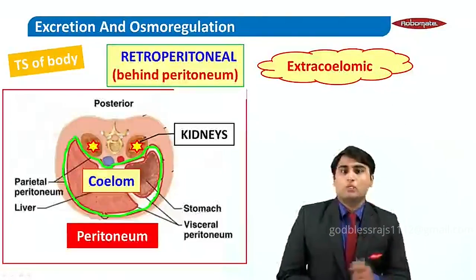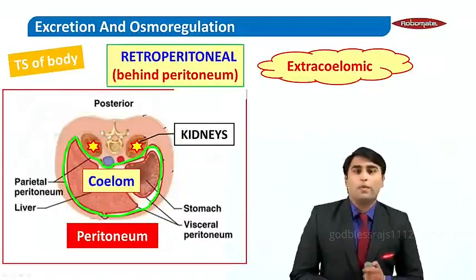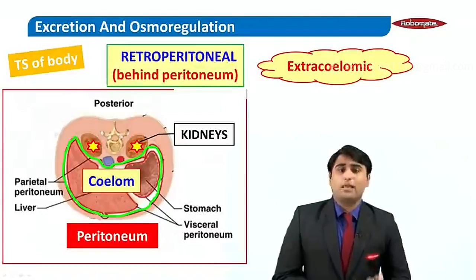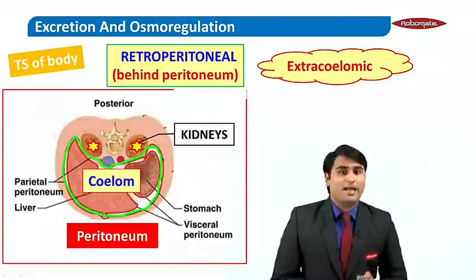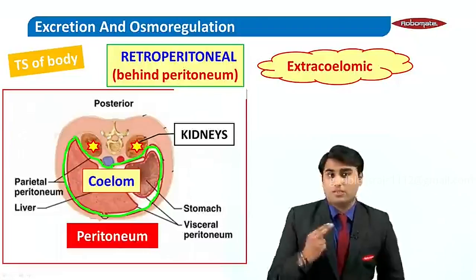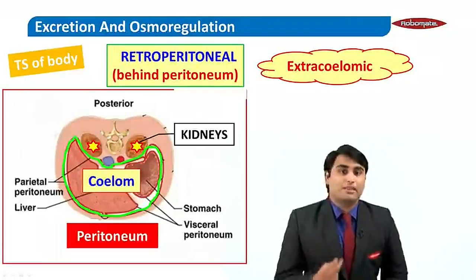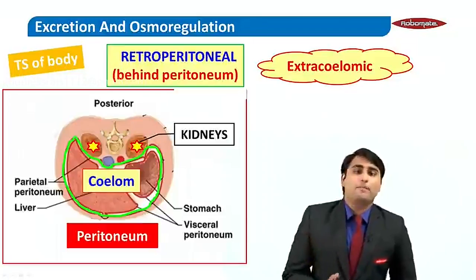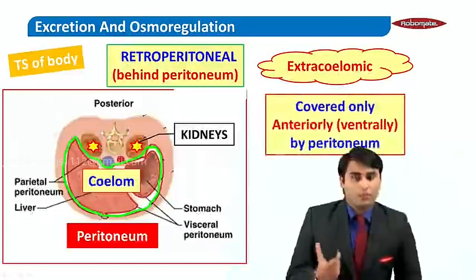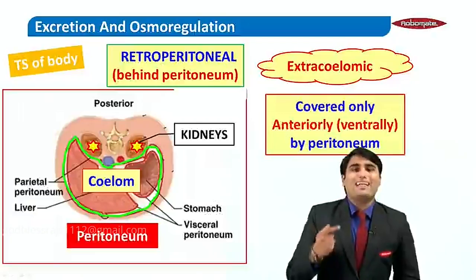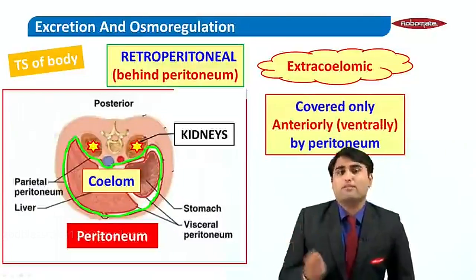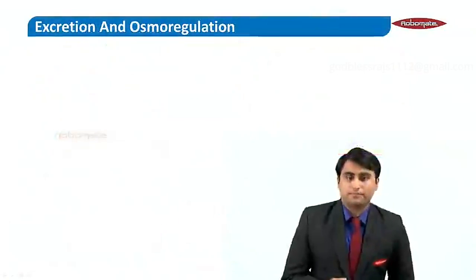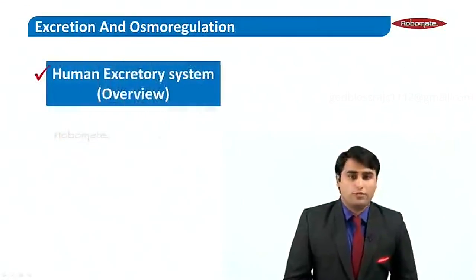That's why they can also be termed retroperitoneal, where retro means behind and peritoneal meaning peritoneum, present behind the peritoneum. So these are the two important words to describe the kidney: extracoelomic, outside the coelom, and retroperitoneal, behind the peritoneum. And one more thing, if you notice, only the anterior, front surface of the kidneys is covered by peritoneum.